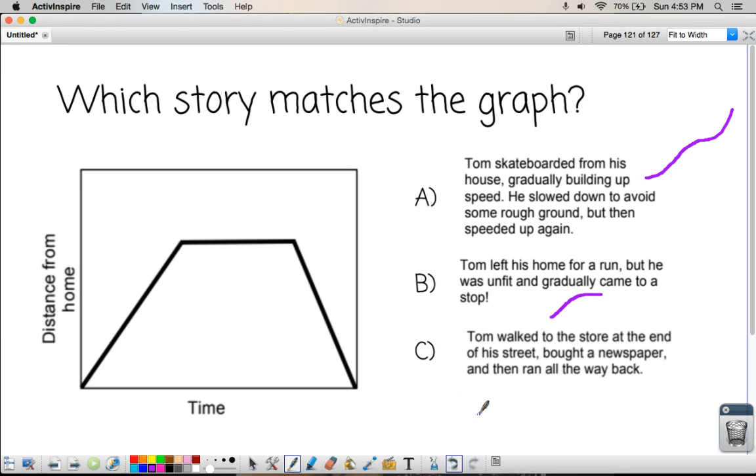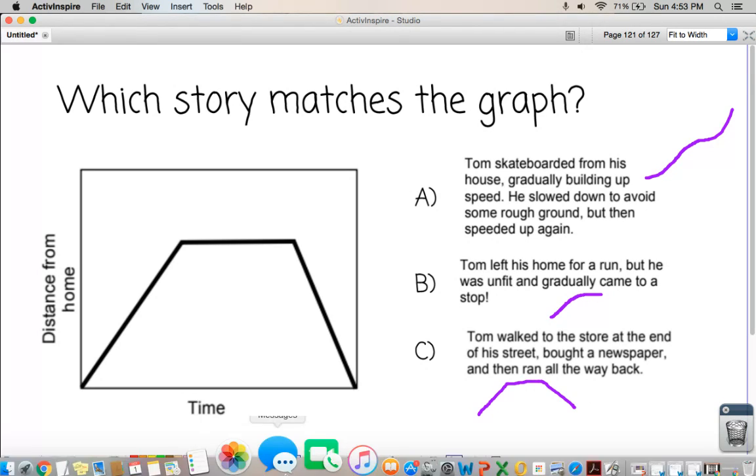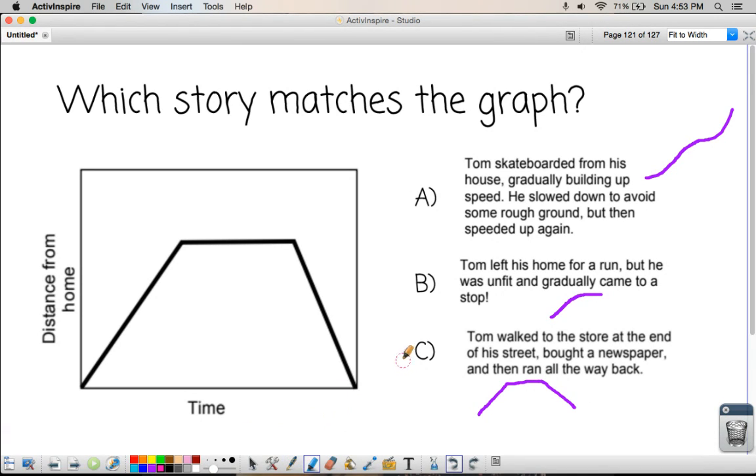In C, he goes to the store. He's there for a while to buy a newspaper, and then he turns around and comes back home. So your answer is C.